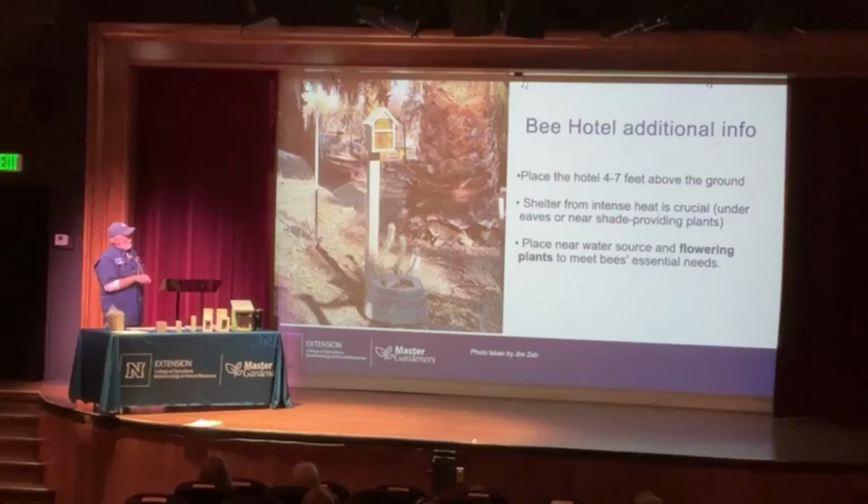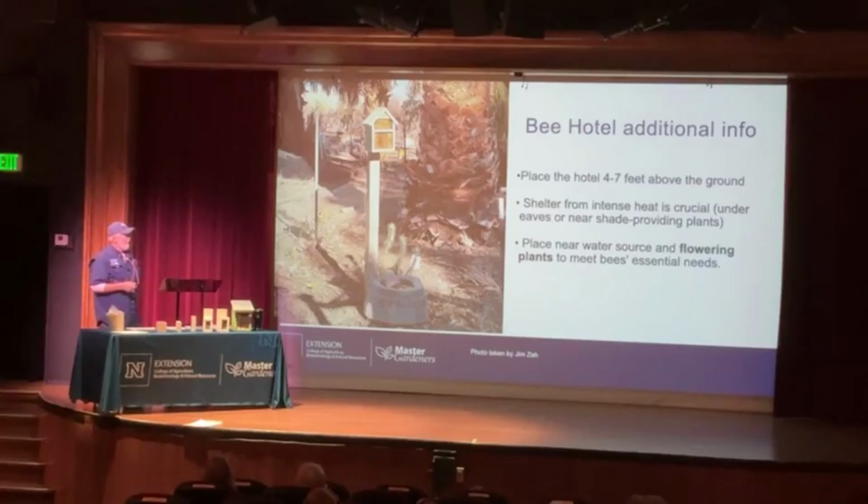So, shelter from intense heat, placed near a water resource and flowering plants to meet the bees' essential needs. People have asked me, how about a pool? Yeah, pool. I mean, a pool has chlorine. They'll drink it, but they won't swim.